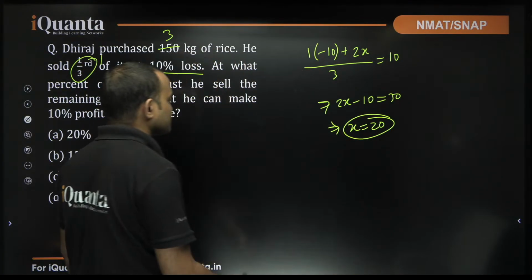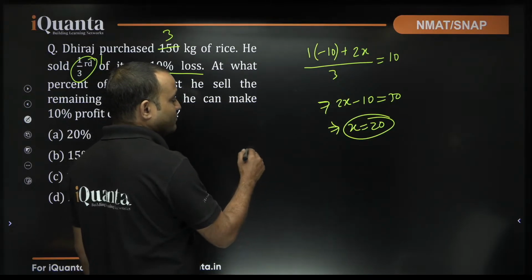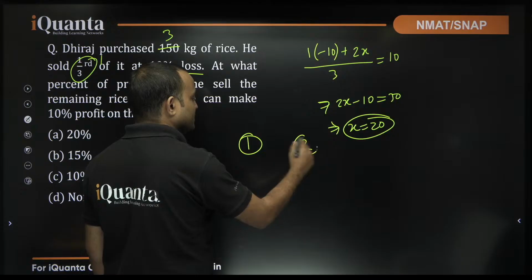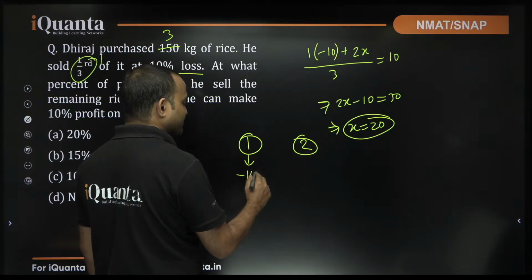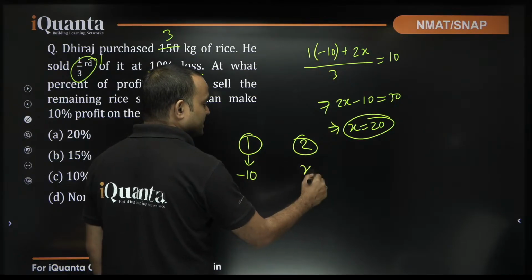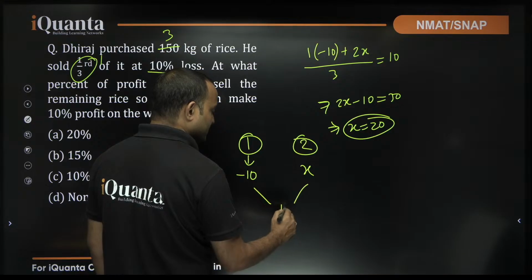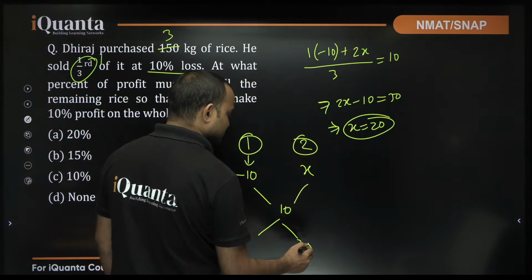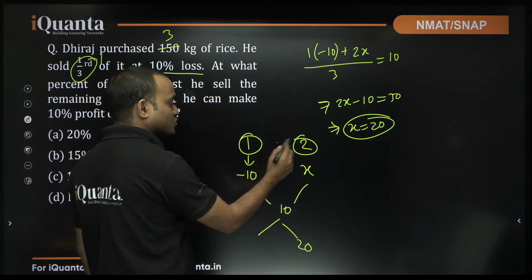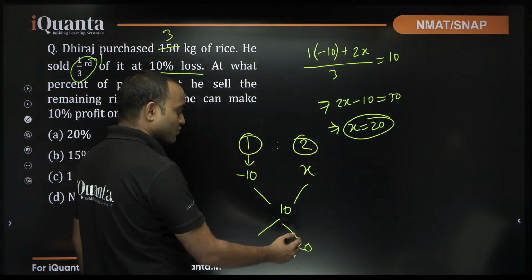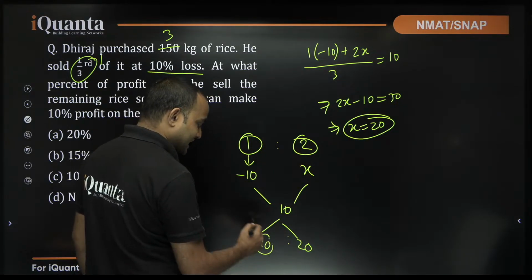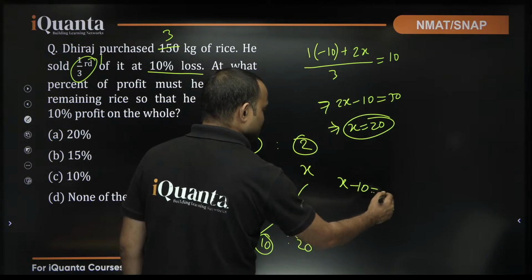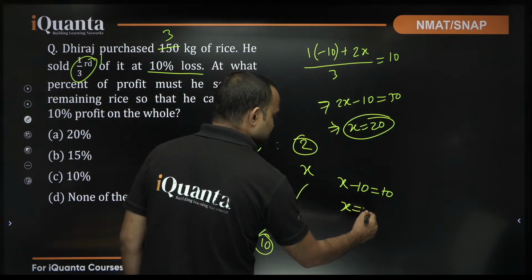Allegation can be used here definitely. We have one part, we have two parts. This one part is sold at 10% loss. This is sold at x%, and together it will be 10%. So 10 minus 10 is 20. The ratio should be 1:2. So to make this ratio 1:2, it must be 10. So x minus 10 is equal to 10. x is equal to 20.